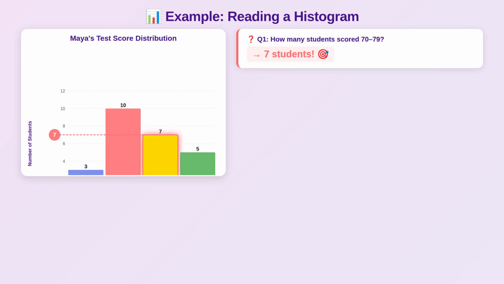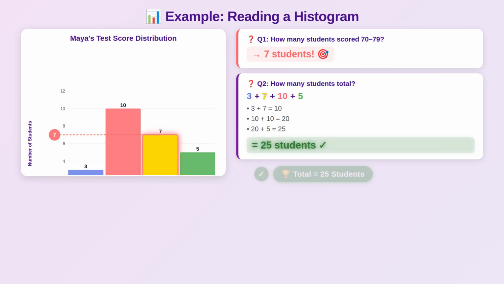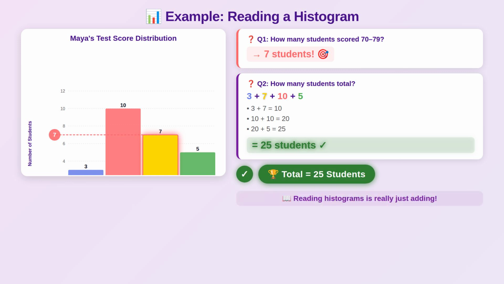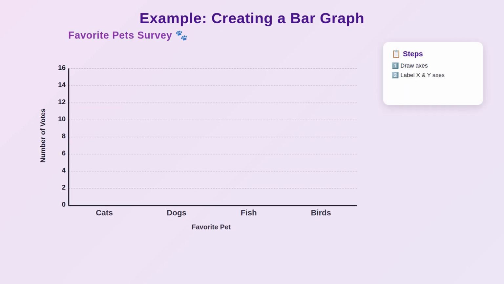Now let's practice reading Maya's histogram. Question 1. How many students scored in the 70 to 79 range? Find that bar. It reaches up to 7, so 7 students. Question 2. How many students took the test in total? We add up all the bars. 3 plus 7 plus 10 plus 5. Let's add step by step. 3 plus 7 is 10, then 10 plus 10 is 20, then 20 plus 5 is 25, so 25 students total. Maya verified her count perfectly. Reading histograms is really just adding.